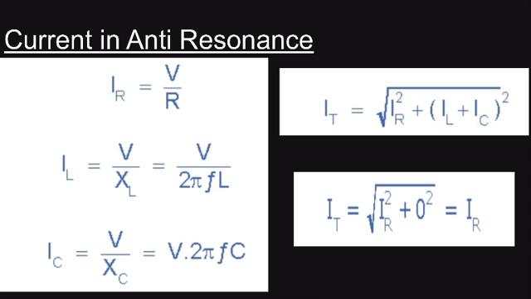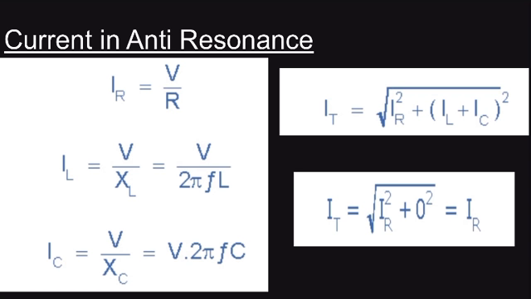Okay, so the total current flowing in the parallel RLC is equal to the individual branch currents, and for a given frequency is calculated as IR is equal to V by R, IL is equal to V by XL, that is equal to V by 2 pi FL, and IC is equal to V by XC, that is equal to V into 2 pi FC. Therefore IT is equal to the vector sum of IR, IL and IC. Then we get IT is equal to root over IR square plus (IL minus IC) whole square.